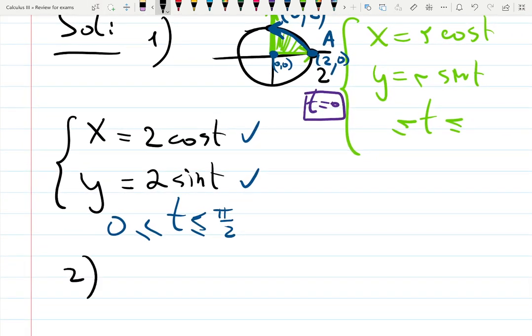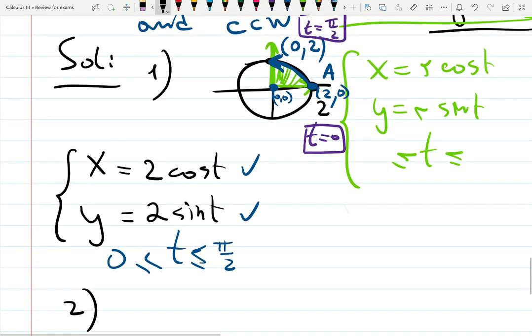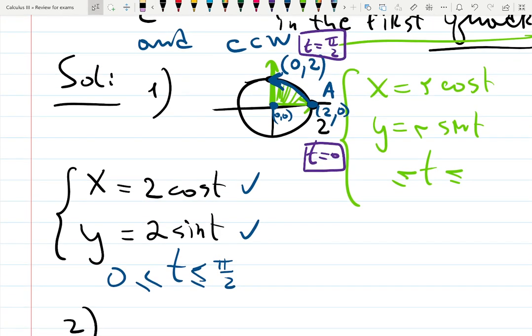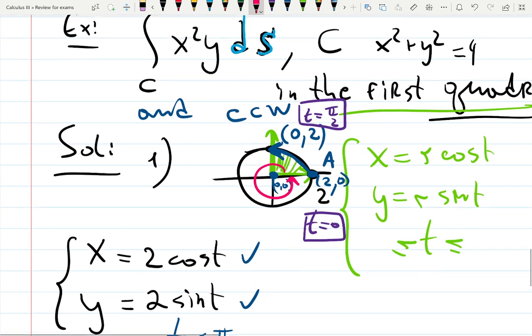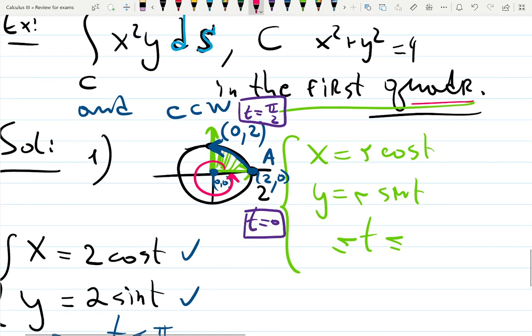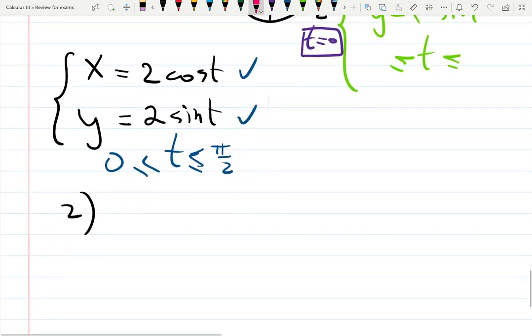Step 2, yes? How did you figure out it was pi over 2? Why is it not 2 pi? It's a full circle. The full circle will be the whole thing, but it says the first quadrant. Oh, okay. Yeah, it says that. And counterclockwise also said it in the question.